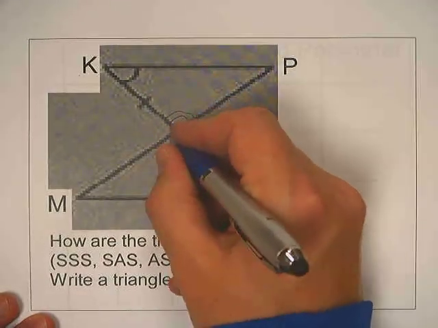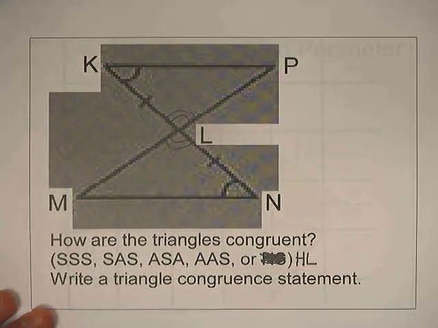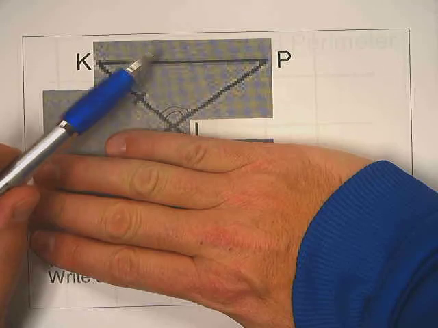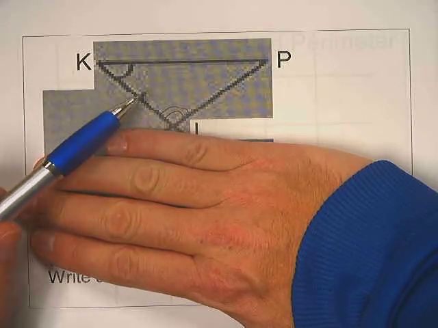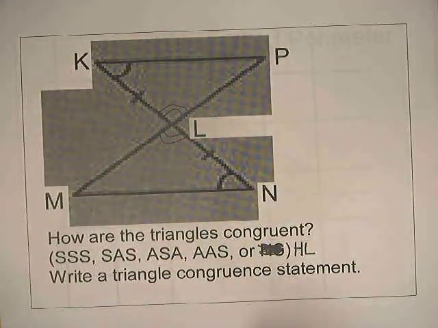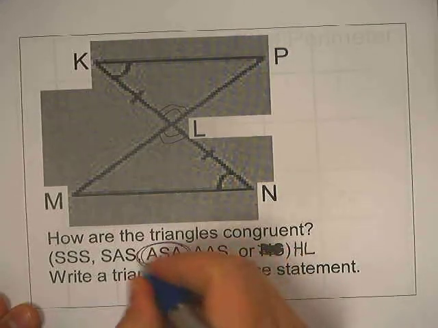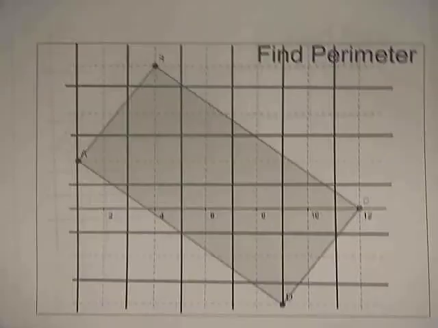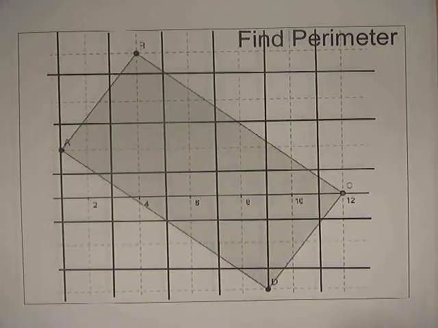These triangles, how are they going to be congruent? Well, you can see these angles are already marked congruent, these sides are marked congruent, and you have vertical angles in the middle. I'm going to mark congruent. So if you look at just this triangle right here, it's going to be angle, side, angle. So it's going to be angle, side, angle.